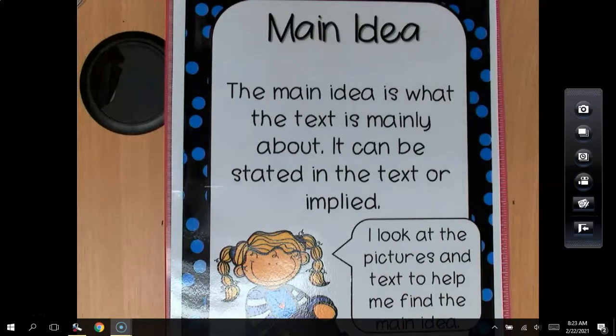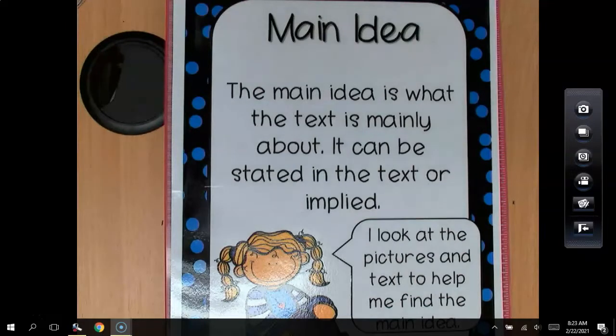Okay, so today you're going to be learning about main idea and details. This is our target skill for this week. You know that when we have a target skill, that skill will be on our reading test. So we need to really make sure we understand our target skill so we can apply it for our reading test.